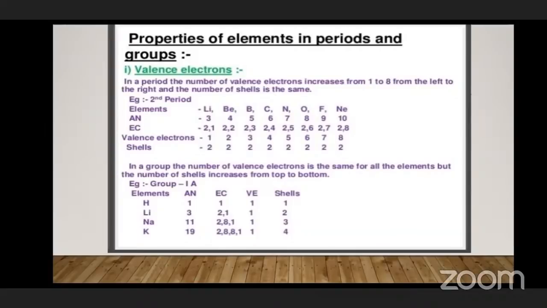Shells you are going to observe: lithium, second shell; beryllium, second shell. Generally the valence electron count is 1 in lithium, 2 in beryllium, then 3, 4, and it is going to increase up to 8. But the shell is the same: second shell, second shell, second shell everywhere. That means in the period the shell is not changing, but the number of electrons is enhancing by 1 unit of electron.